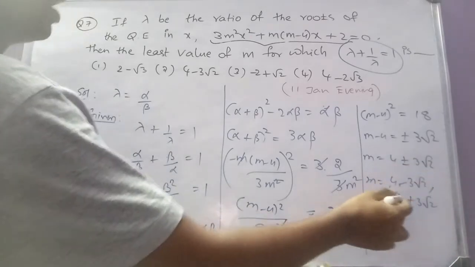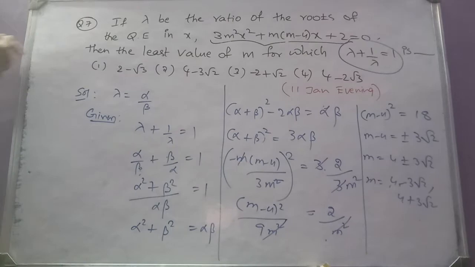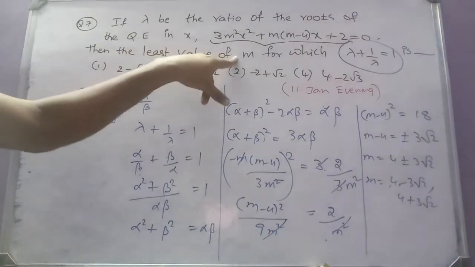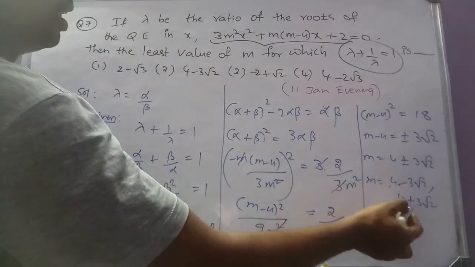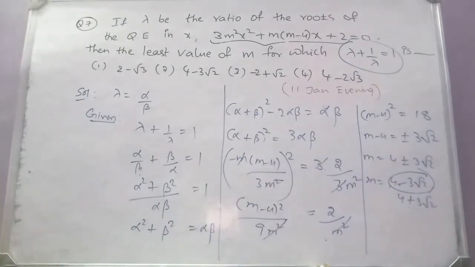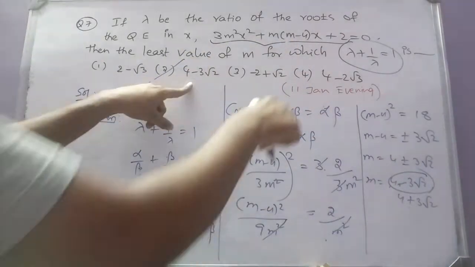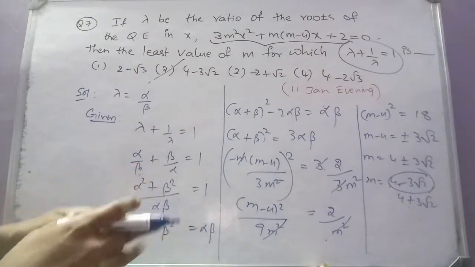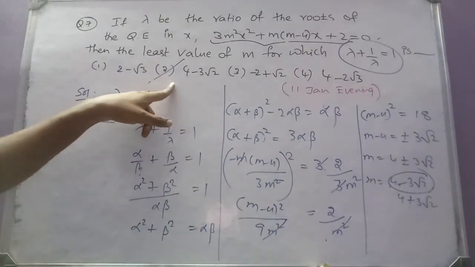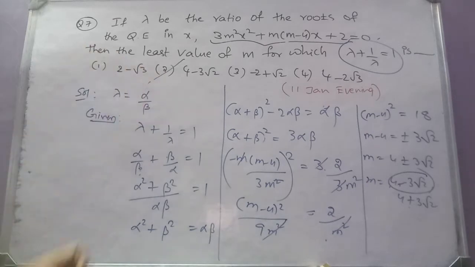You cannot say that both values are accepted. No, observe the question. They are asking us to take the least value of m. So among these two, the least value is 4 minus 3 root 2 only. So that is option 2. You might get confused. Observe, the second and fourth options almost look the same. Be careful. So it is 4 minus 3 root 2, the second option. So we'll go with the next question.